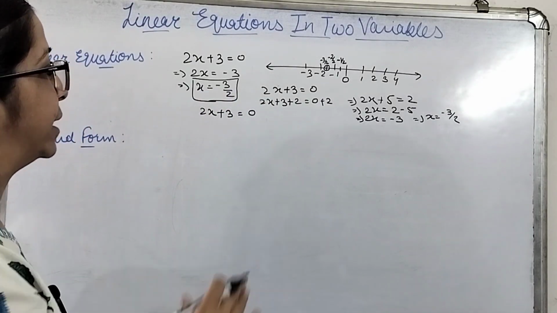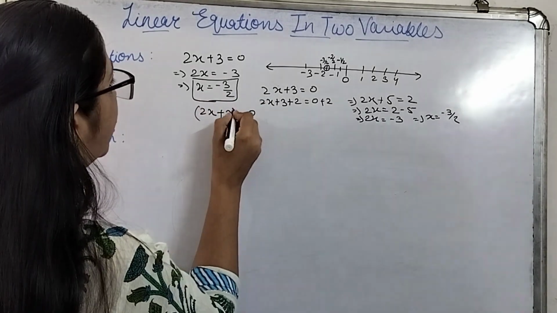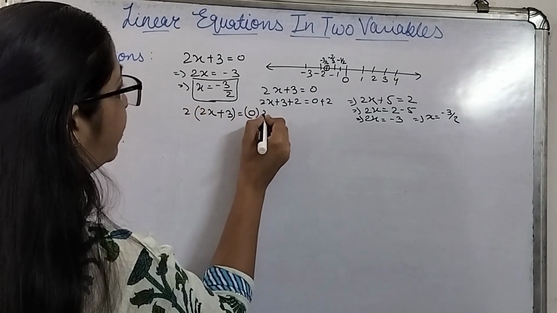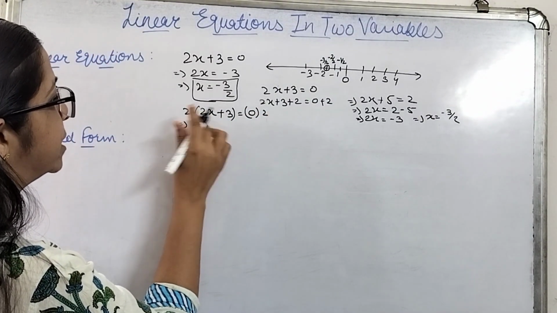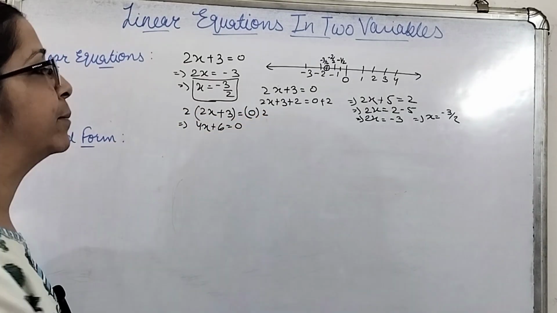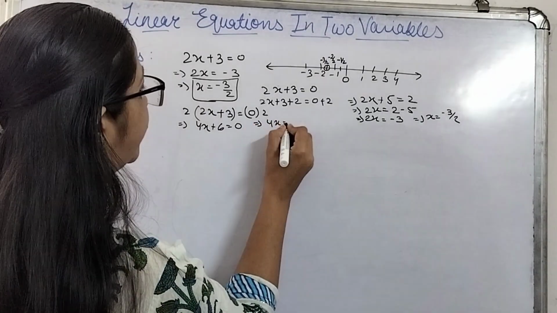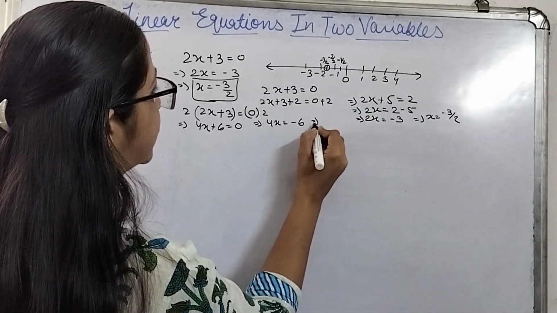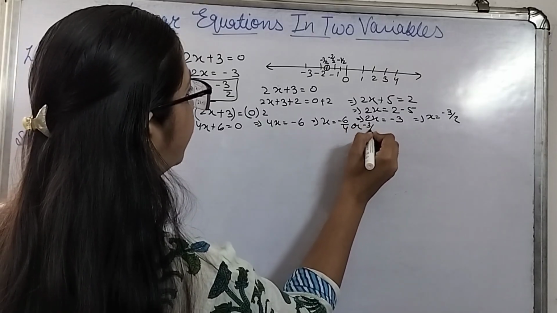If we multiply this whole equation by 2, it will become 2 multiplied by 2, which is 4x, and 2 multiplied by 3 is 6. It is equivalent to 0 multiplied by 2, which is 0. So 4x is equivalent to minus 6, or we can say x is equivalent to minus 6 by 4, or minus 3 by 2.